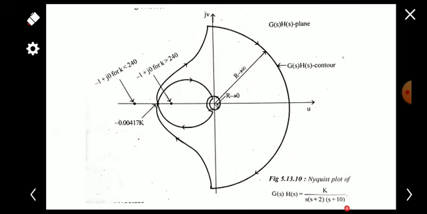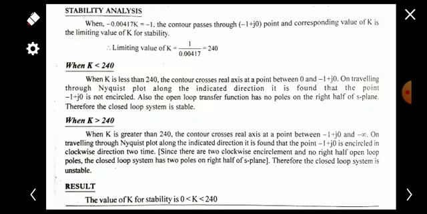So this is the open loop transfer function. Here the poles are s equal to 0, s equal to minus 2, s equal to minus 10. So no poles are on the right half of the S plane. According to the Nyquist stability criterion, we can say that the closed loop system is stable for the range of k less than 240.